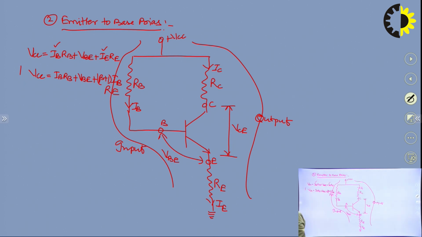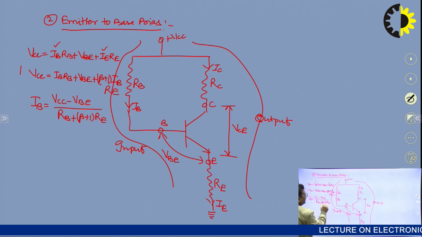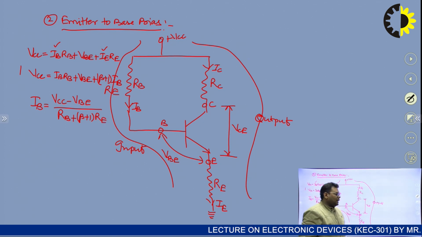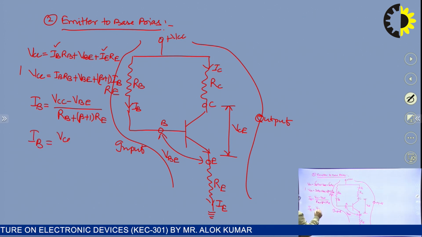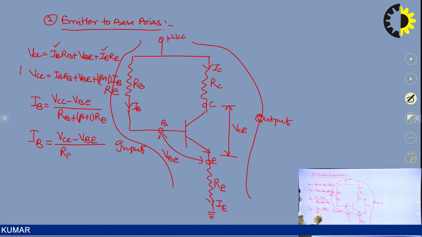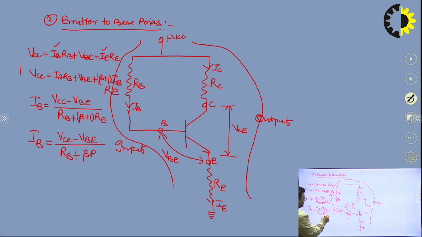Now IB we can take common and we can find the value of IB. IB will be equal to VCC minus VBE divided by RB plus (beta plus 1) into RE. And as we know beta is very much greater than 1, so we can neglect this one also. So IB will be equal to VCC minus VBE divided by RB plus beta times RE, right. So this will be the value of IB.